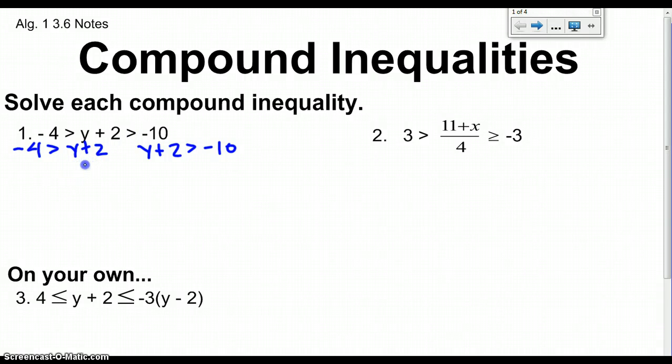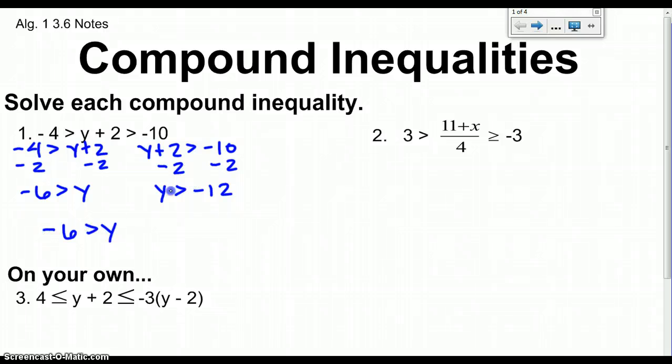For the first one, we're going to subtract 2 from both sides. We get negative 6 is greater than y. And then for the second one, we're going to subtract 2 from both sides, and then we get y is greater than negative 12. So then we're going to combine these to make them into 1. So we have negative 6 is greater than y, and then y is greater than negative 12. So that is how you should write your answer right there.